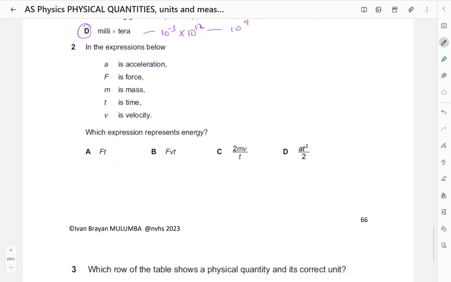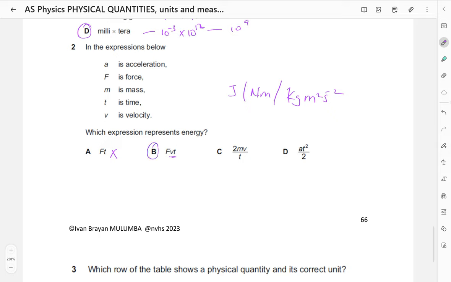Force times time, remember the units should be joules or newton meters, or kilogram meters squared per second squared. So force times time, that is momentum, so that is out. Let's check force times velocity times time. Remember, velocity times time is speed times time, that is distance, I think. So this one is energy.